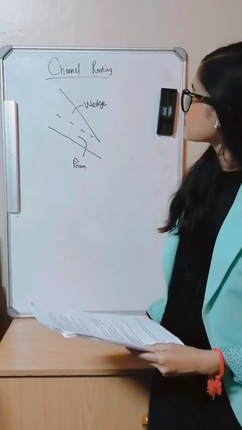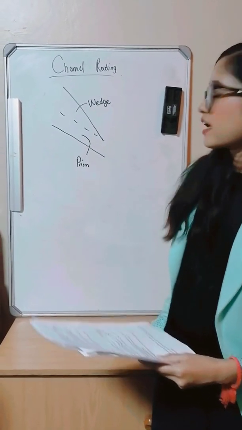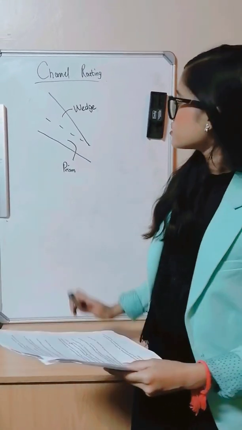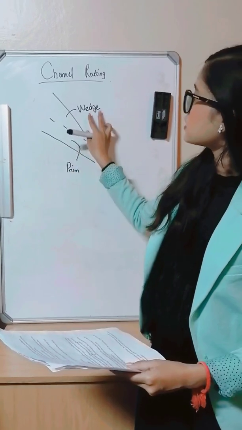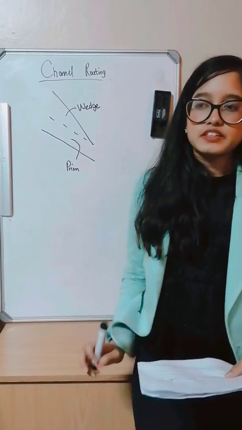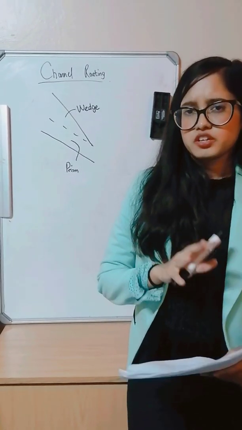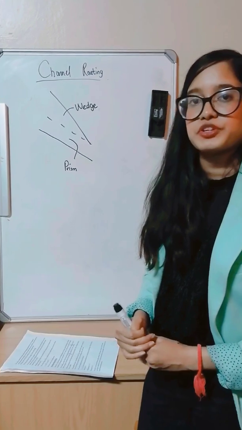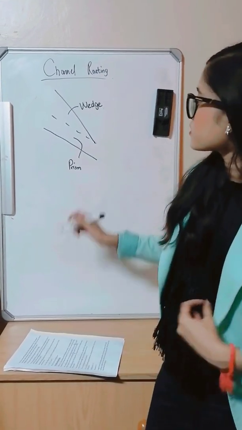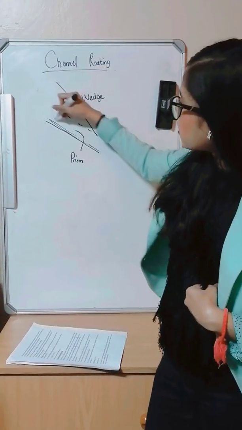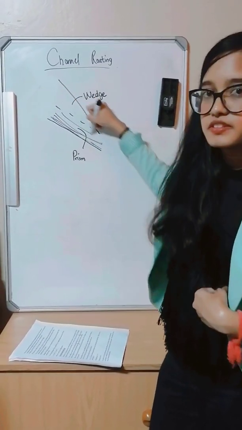Okay, so now we're going to take a look at channel routing and the two types of storage we need to be familiar with. So first of all, there's prism storage, and secondly, there's wedge storage. So prism storage operates under the idea that there's only uniform flow occurring. Right, so by definition, a prism means that the top face and the bottom face are equal. Right, so this idea is that there is uniform flow. Uniform flow is the only kind of flow that persists.